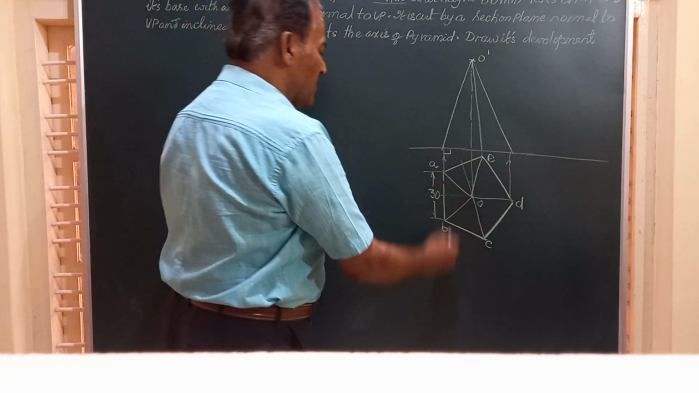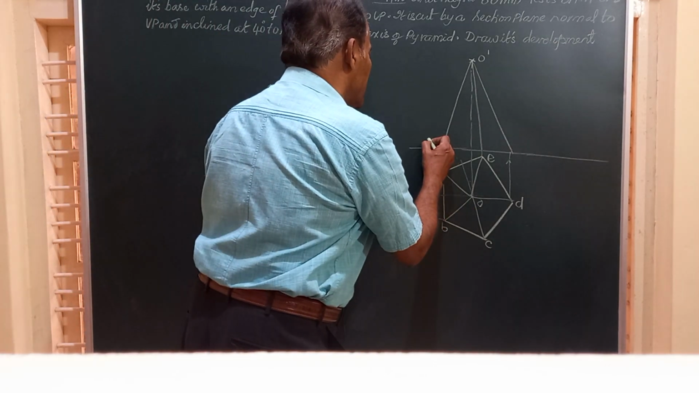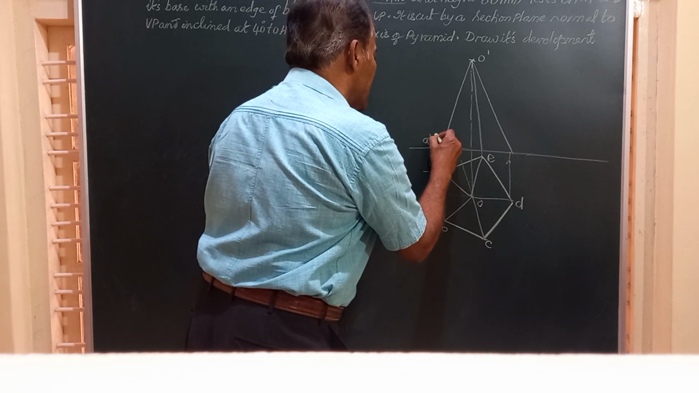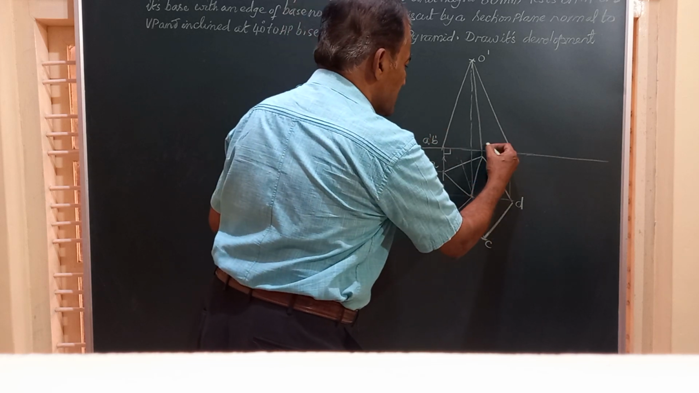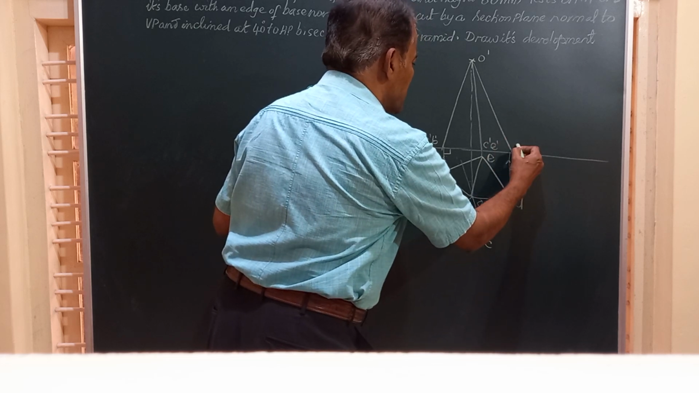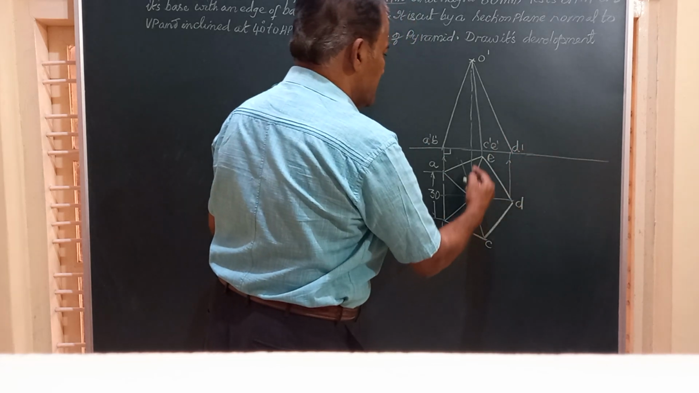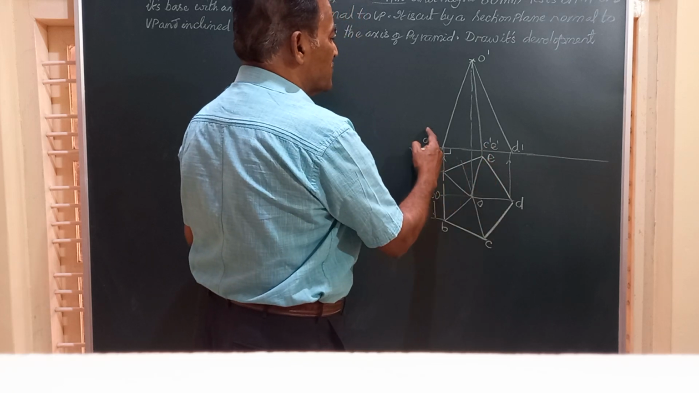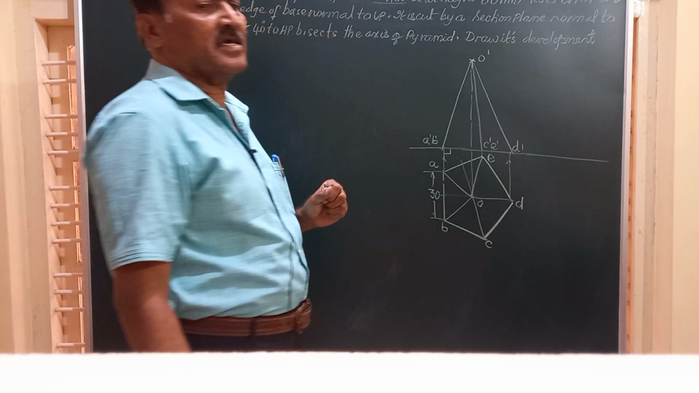Now let's transfer all these points to the front view. We will call this as A dash, B dash. This becomes E dash, C dash, D dash. And this is how you got all the 5 points, 2 here, 2 here and 1 there.